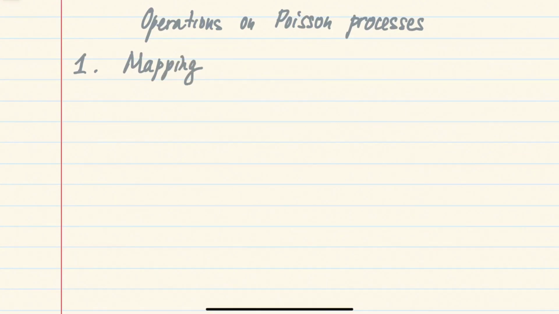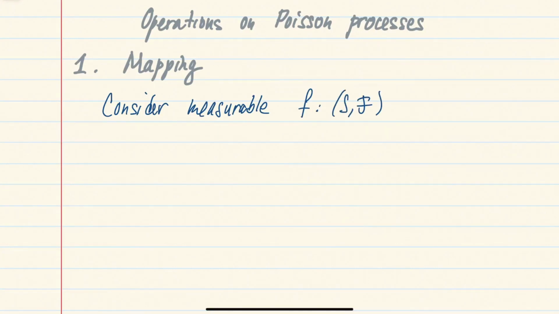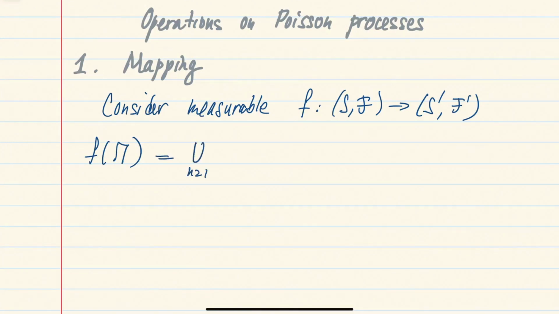Mapping really means that we map our process into another space. So we consider some measurable map f from our space above into another nice space, let's call it S prime, F prime. And then we simply map our Poisson process pi by this map f. So it's just the union, as above, of the images of all these IID x's that we generated above.